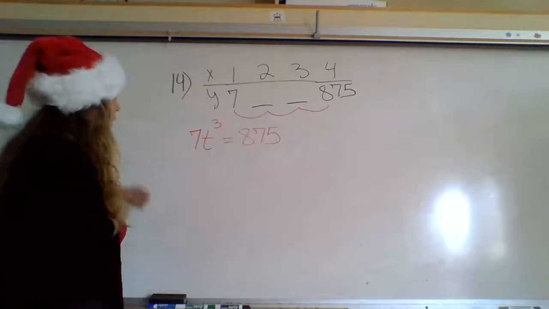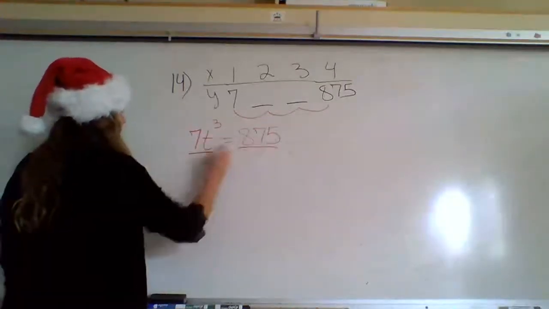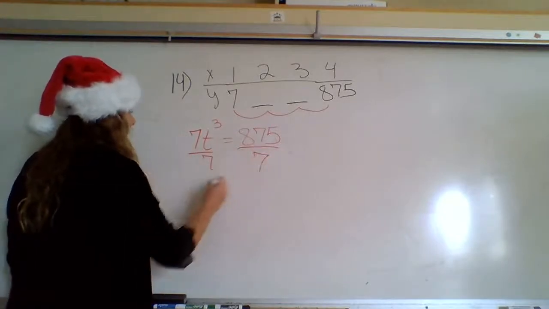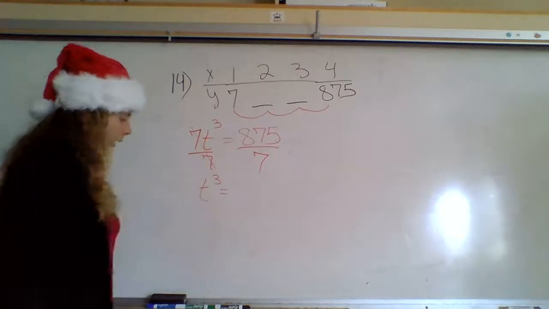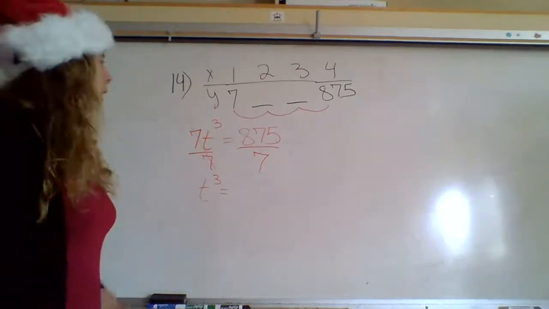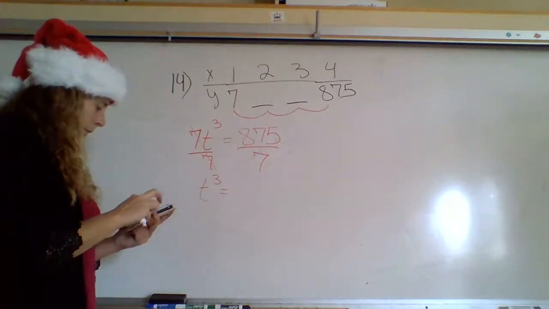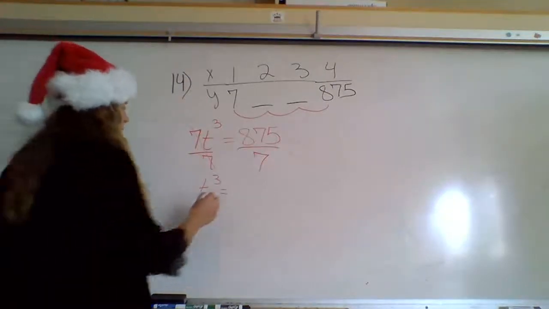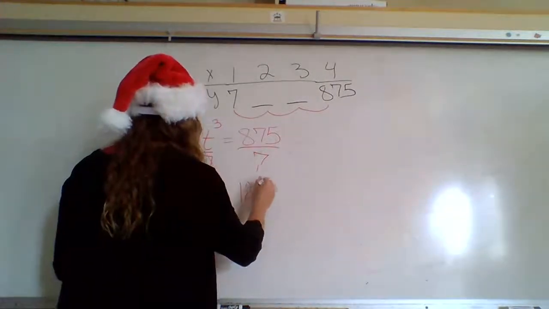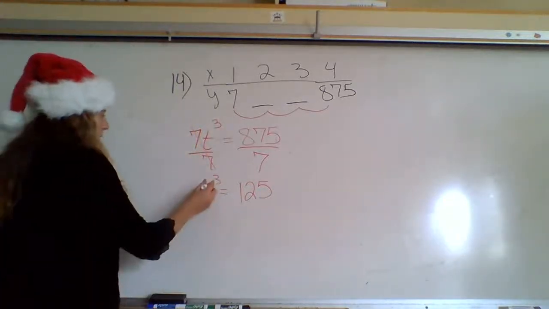First step in solving this equation for T is we're going to divide by 7. I don't know what that is. T cubed equals, so those cancel. T cubed equals 875. Oops. Divided by 7. Okay, is 125. And then we're not done. We have to take the cubed root of both sides.